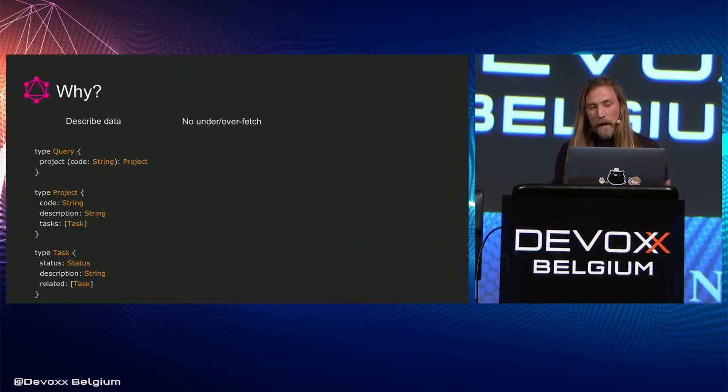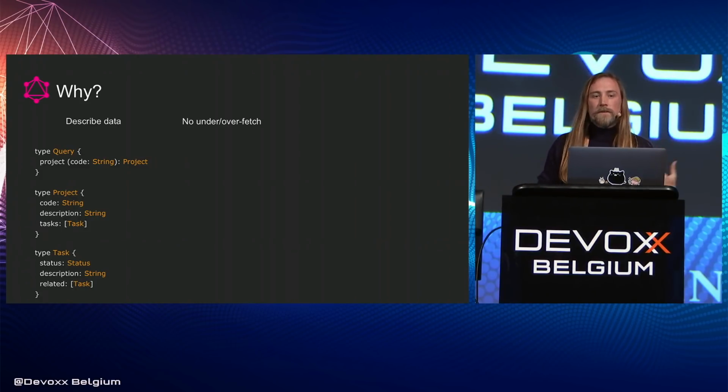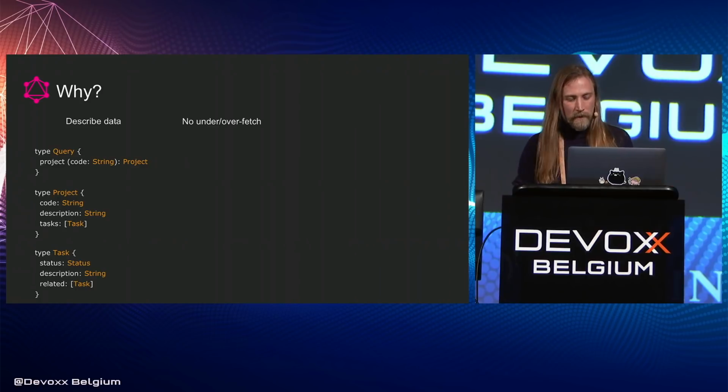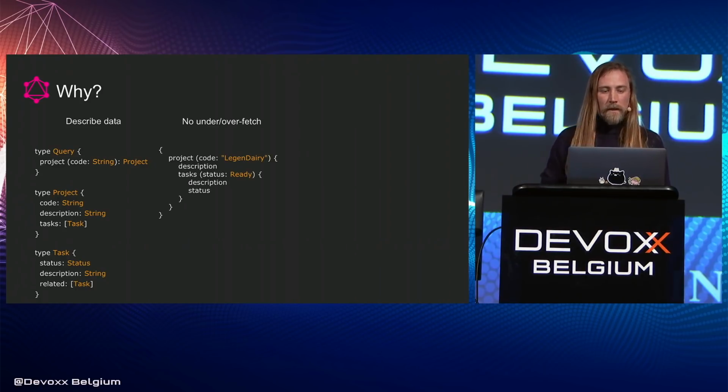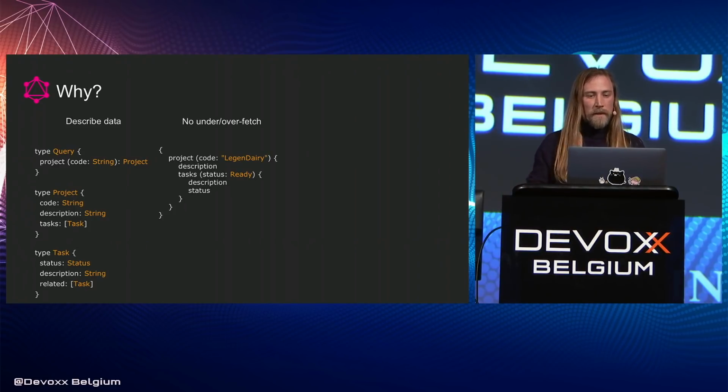The second and perhaps the most important or at least most interesting promise GraphQL gives you is that as a client, you never need to under or over fetch, meaning that in one go, you always get exactly what you need, no more, no less. So the way that works is that the client sends queries that look something like that, for example. So we can ask for a project with the code legendary. It's a fictional dairy shop that we're going to make later in the demo. And then from the project, you want description, and then you want the tasks, but only the ones that are ready, for example.